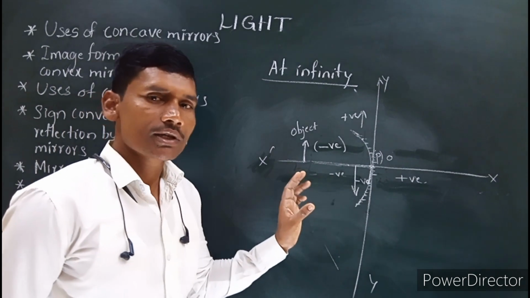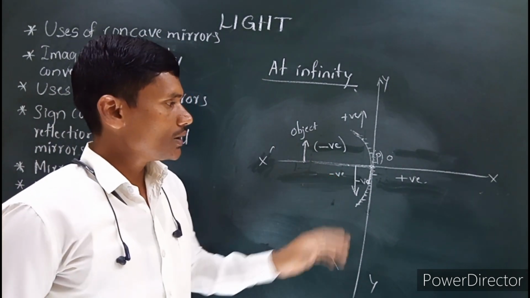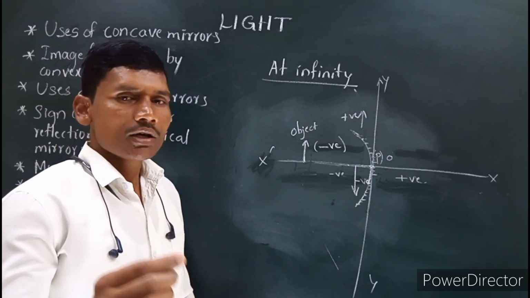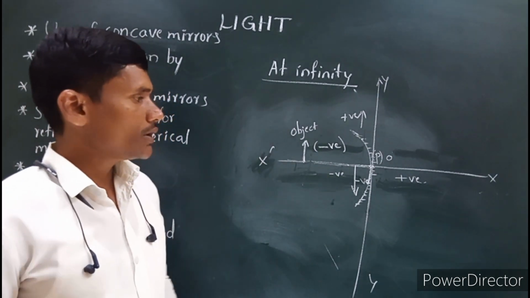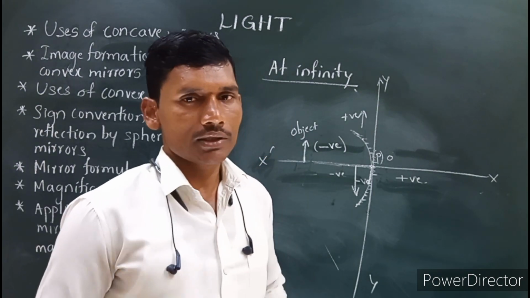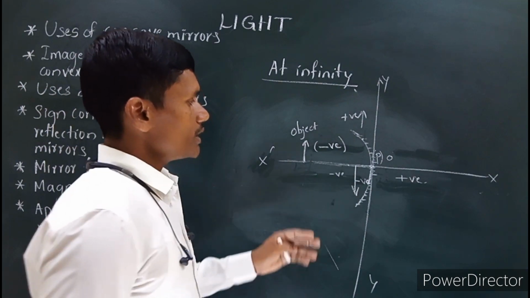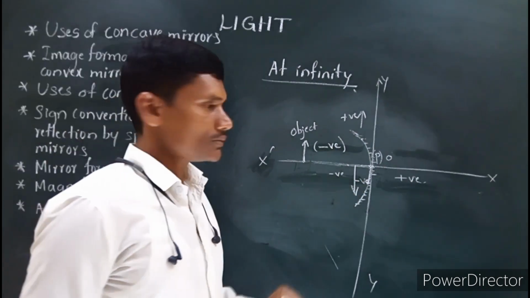These are a few rules that we need to remember. Once you remember them, we can go for two more concepts: one is the mirror formula, and another one is magnification, that we need to learn. These are called the new Cartesian sign convention.